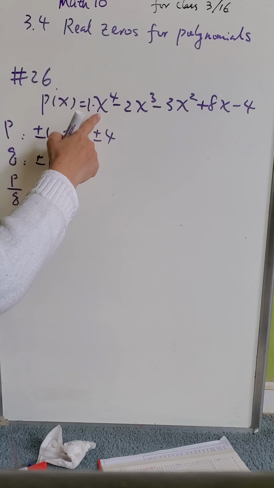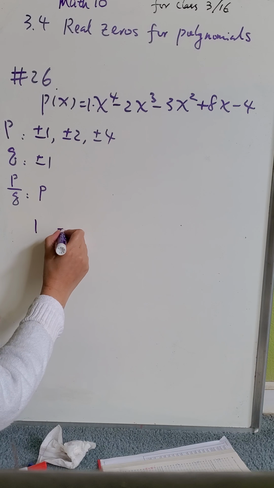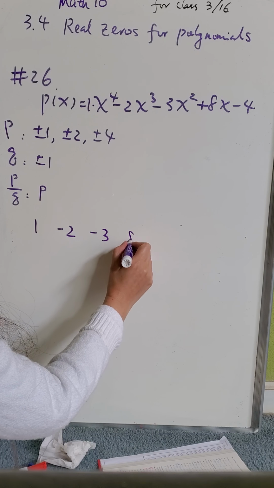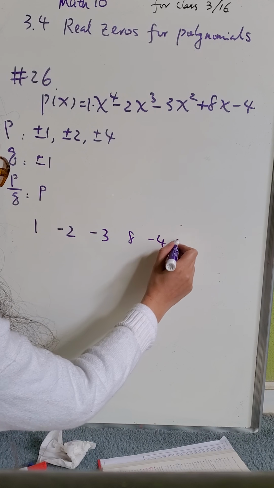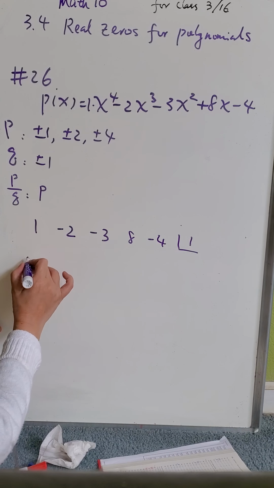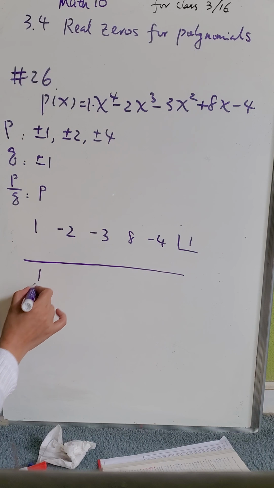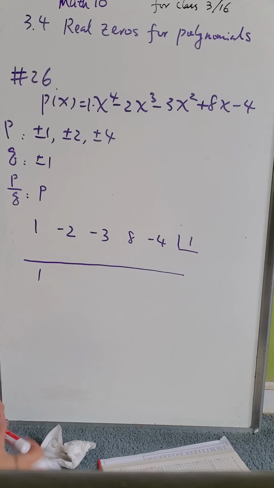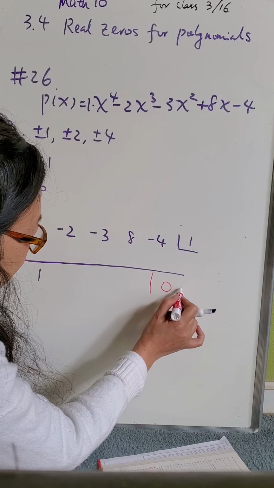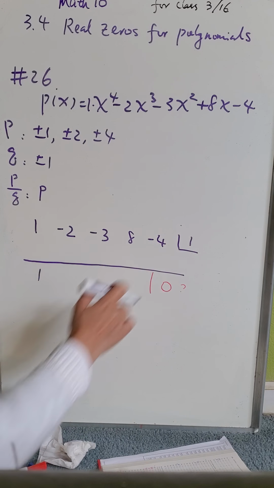Now we're going to use synthetic division. So we go 1, minus 2, minus 3, 8, and minus 4. I said we're going to try 1 first; usually it will work. And then we put the 1 down here. Our goal again is to get 0 right here. Will I get 0? If not 0, then you need to try another one.